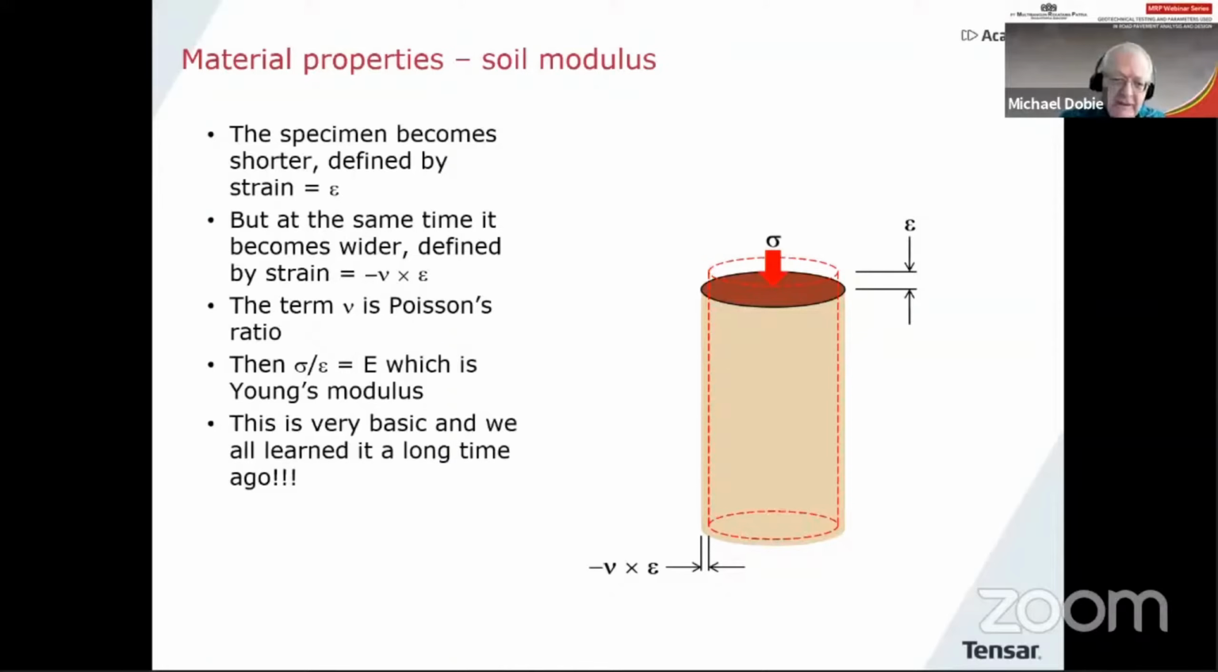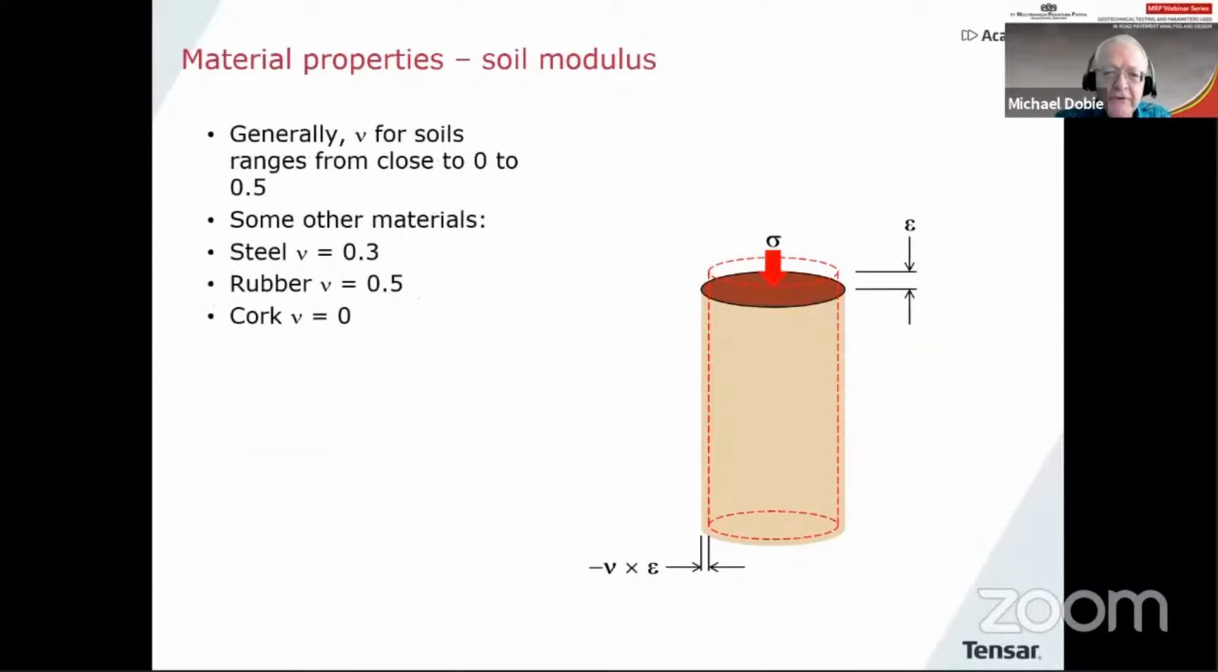We learned about Young's modulus and stress over strain a long time ago. But I just wanted to make a few little points about this. This Poisson's ratio in soils can range from something close to 0 up to 0.5. And other materials you can see there: steel, rubber, and cork.